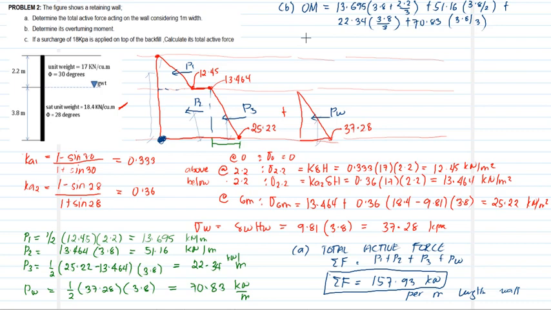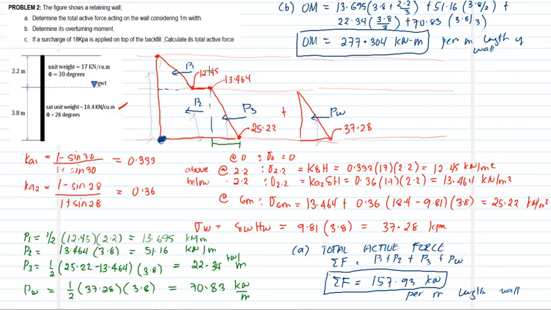So, just have to calculate, and yung magiging overturning moment natin dito is equal to 277.304 kilonewton meter per meter length of wall. So, ito yung magiging overturning moment natin per meter length of wall. So, this will be now our answer for letter B. Okay?